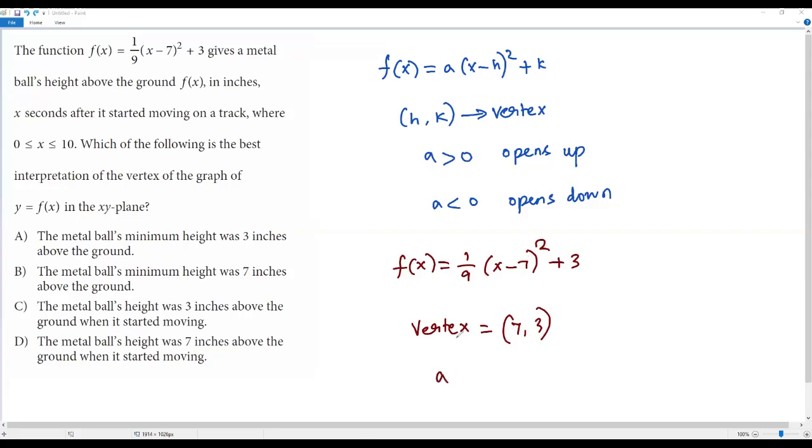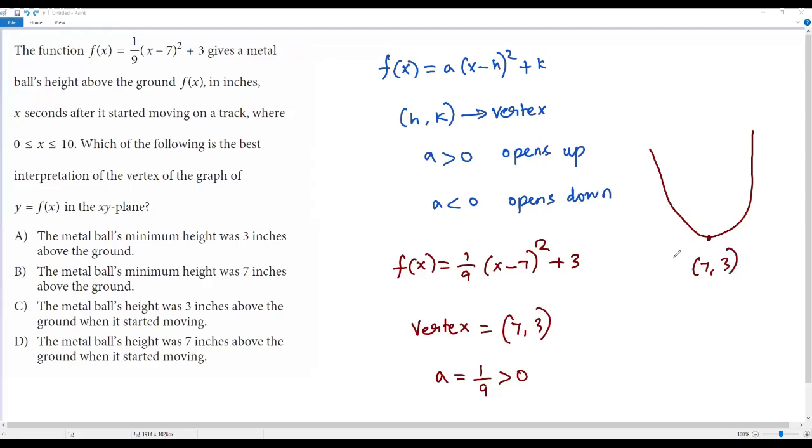And also, what's the value of a? Comparing the values, at the place of a we have 1 over 9, that is a equals 1 over 9. So this 1 over 9 is a positive value which is greater than 0. So if I sketch the parabola for the given quadratic function, it will open up because the value of a is positive, and the vertex of the parabola is 7 comma 3.